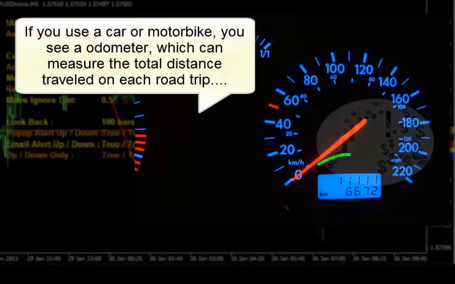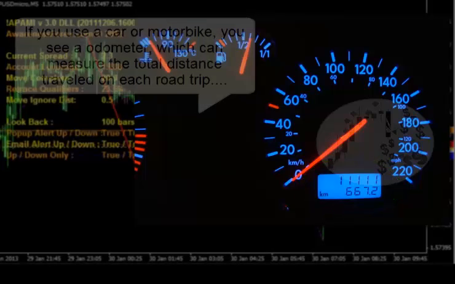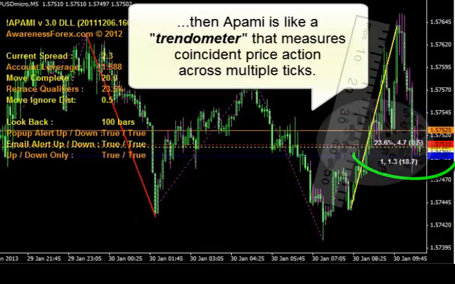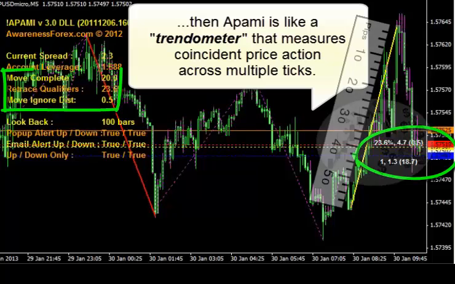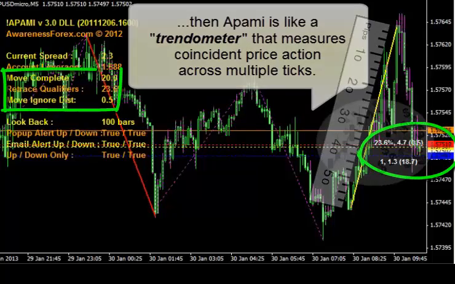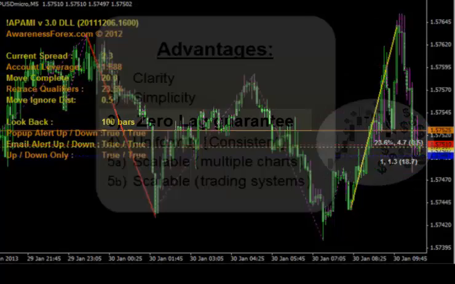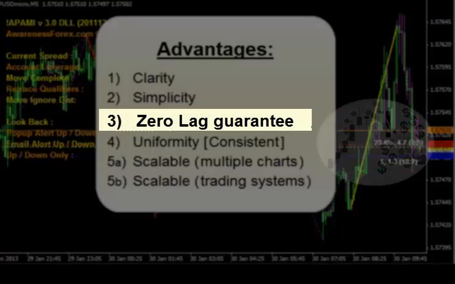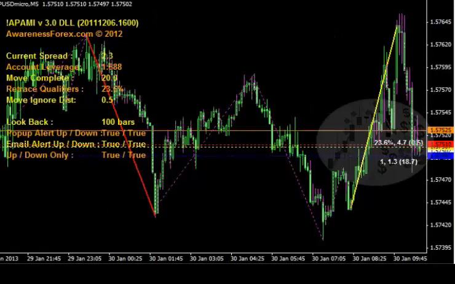If you've ever driven a car or motorbike, you will see an odometer, which can be used to measure the total distance traveled on each road trip. Well, in a similar fashion, imagine that the APAMI indicator is like a trendometer that measures coincident price action across ticks. This brings us to our third advantage, which is the zero lag guarantee.